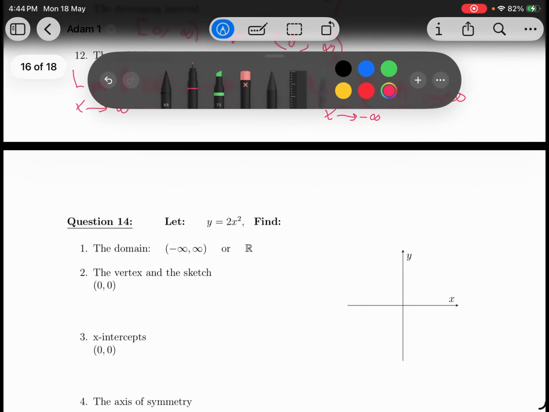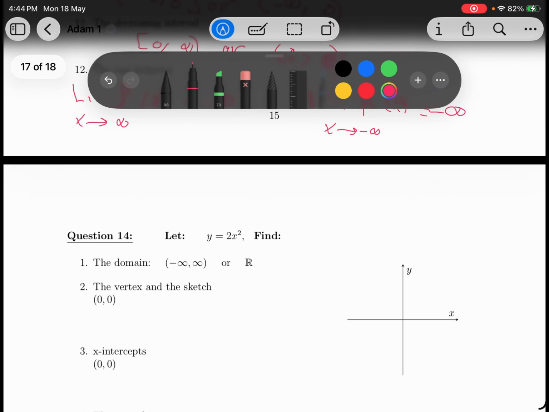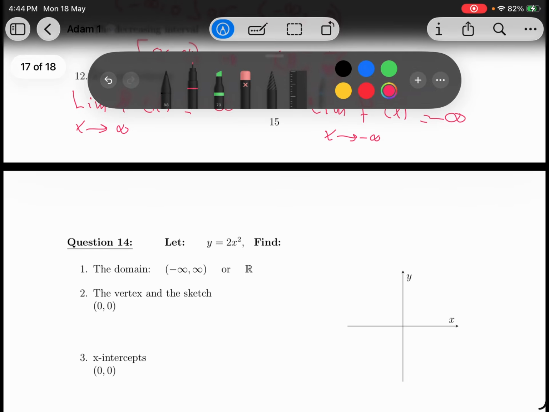Okay, and here guys I have what we call a pure quadratic. It's only 2x squared, there's no linear part, no constant part. So this is very simple. A here equals 2.